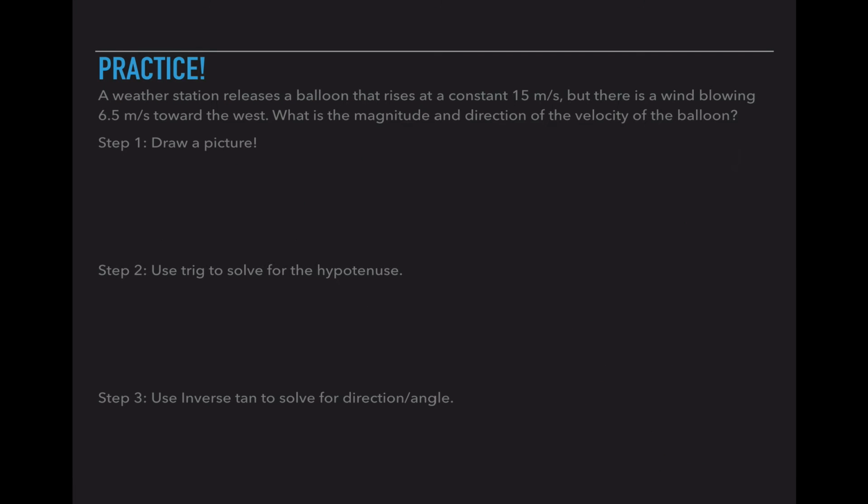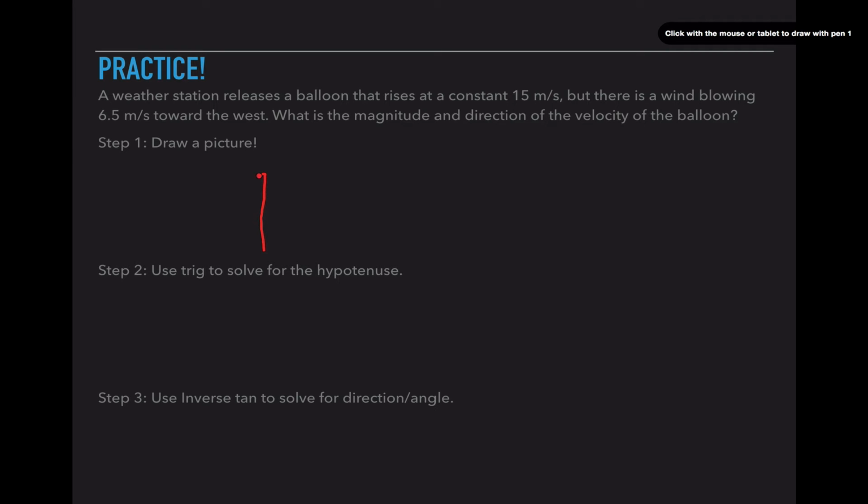So here's an example practice problem. A weather station releases a balloon that rises at a constant 15 meters per second, but there is a wind blowing 6.5 meters per second towards the west. What is the magnitude and direction of the velocity of the balloon? First step is draw it.